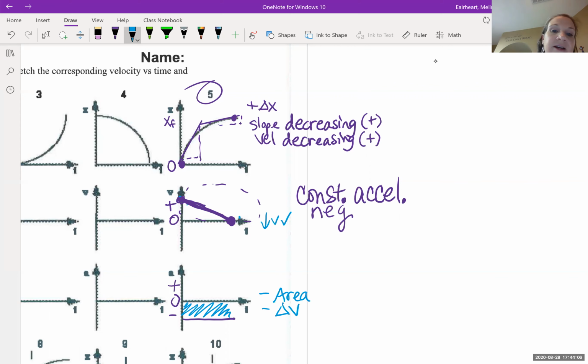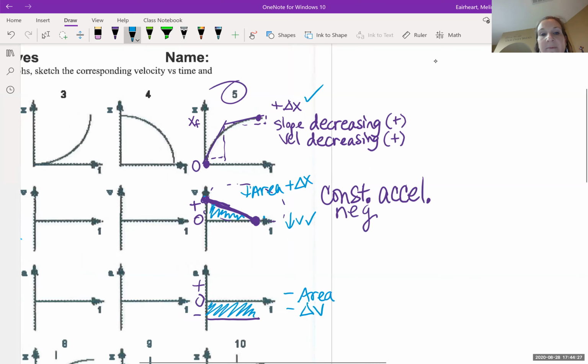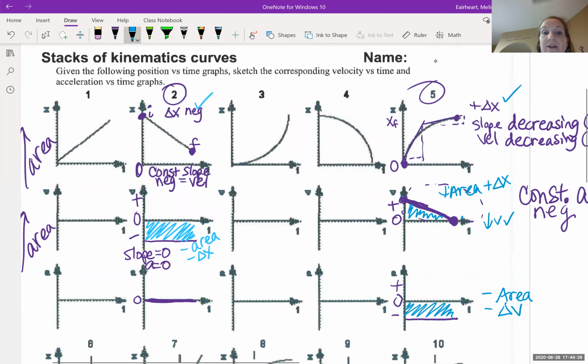And then area of your velocity graph is above the axis, so that's a positive area. And a positive area on a velocity graph is displacement. And that's actually the very first thing we decided on the position graph. So it works out. And so area was just a check for us here.